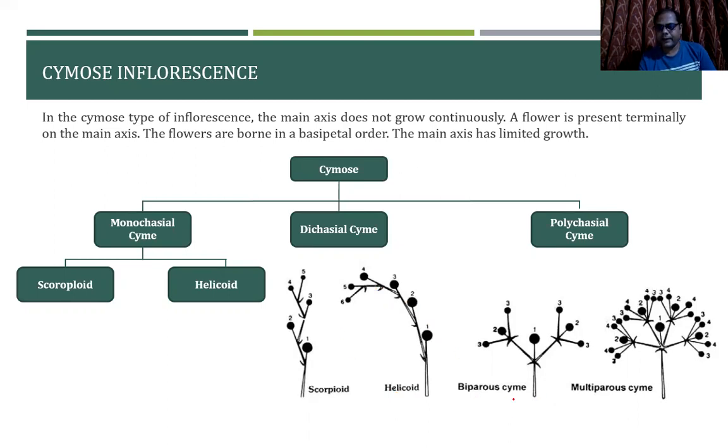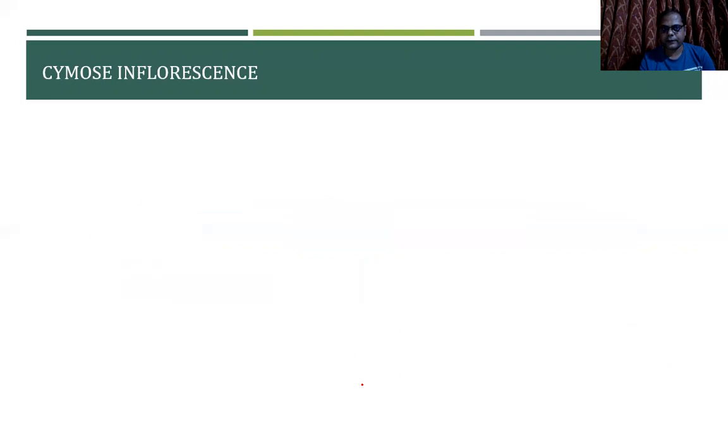Now, in case of dichasial cyme, we have the inflorescence terminating as a flower, but from the lower part, we have got two different pedicels or peduncles originating. Now, this is also further terminating on the single side. So the first flower will be coming here, and then two flowers will be coming simultaneously. Now, in case of multiparous, we have got one terminating end, and then before that, we have got the branches. So let's go into further detail into the cymose kind of inflorescence.